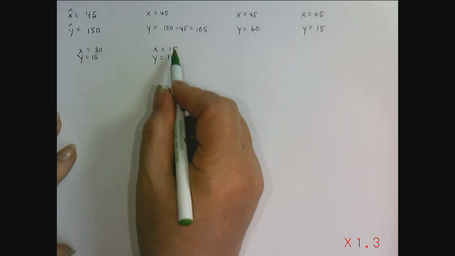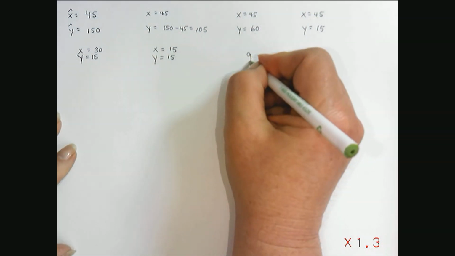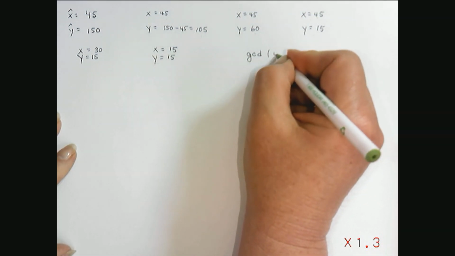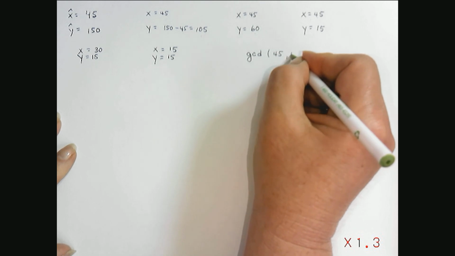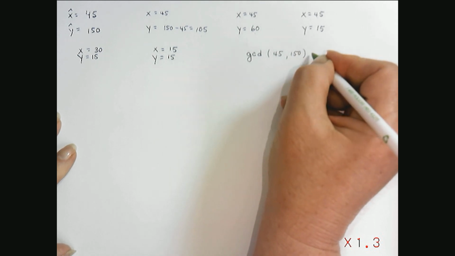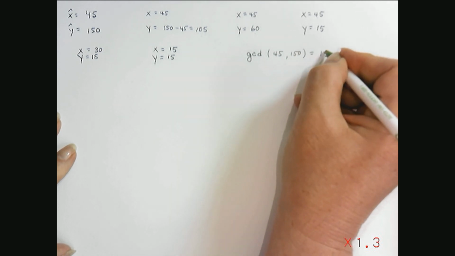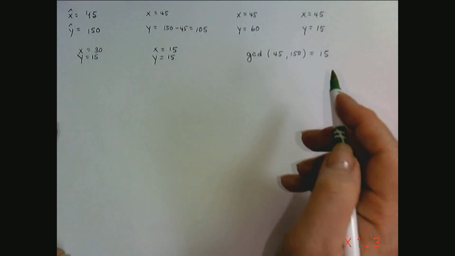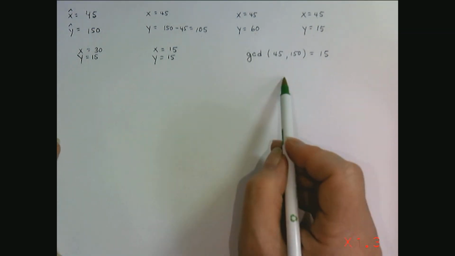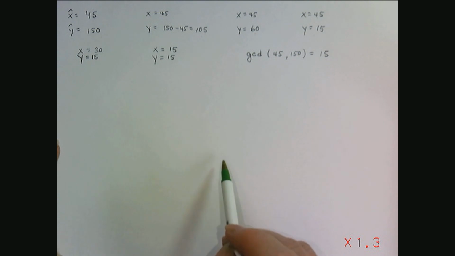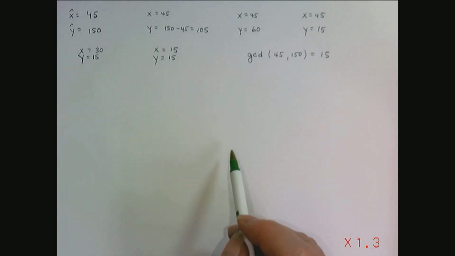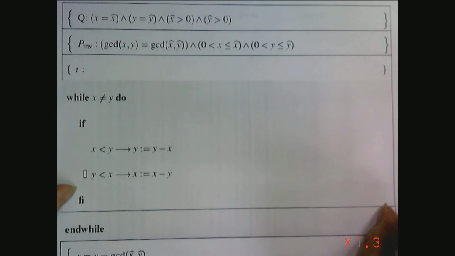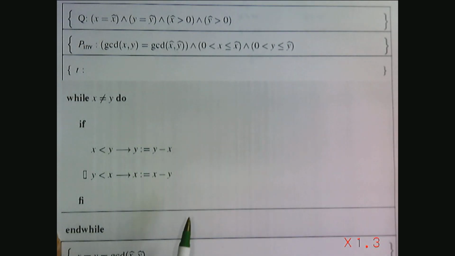So now that they're equal, that tells me that the GCD of 45, 150 is 15, and I think it worked. So in the next video, what I want to do is map out the different predicates we will need to prove that this code segment is correct.